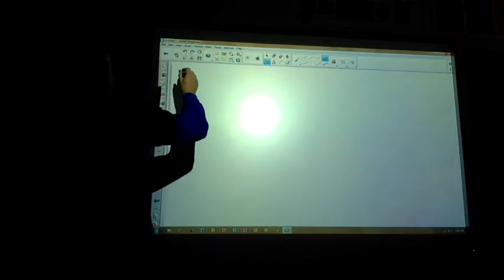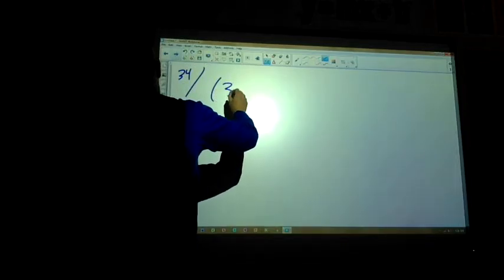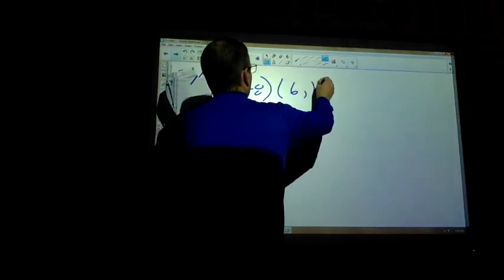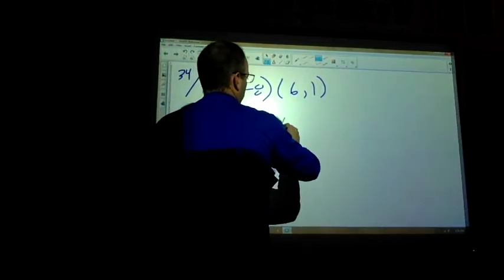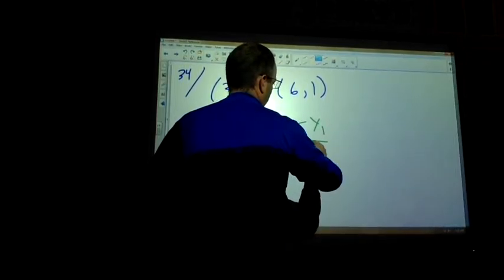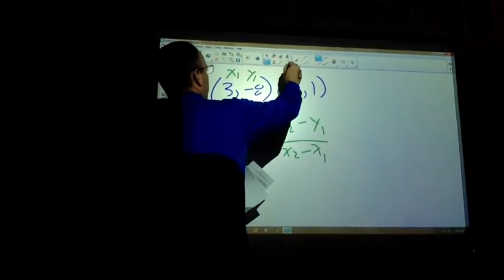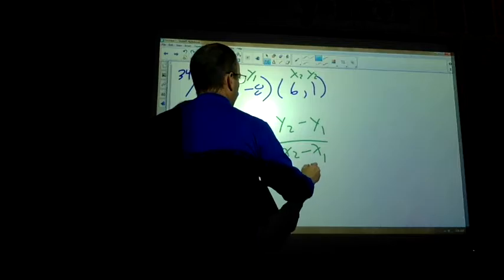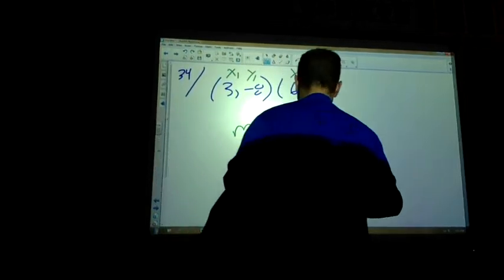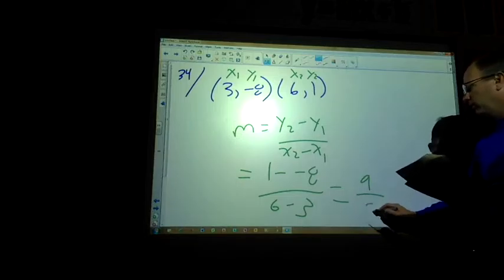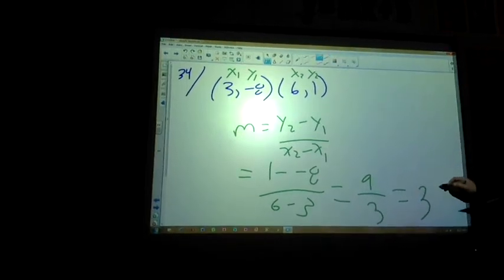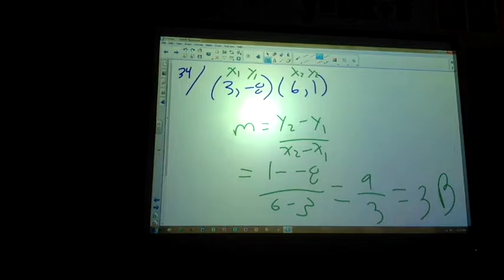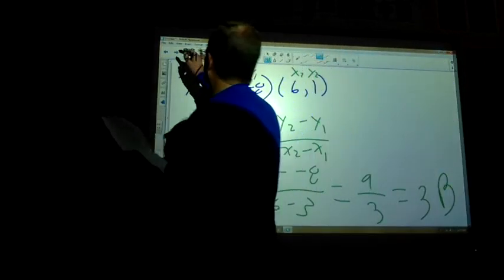34, find the slope between these points. I have to know my slope equation is this. It doesn't change, it's been the same ever since. So x1, y1, x2, y2. Plug it in, so I'm going to get 1 minus 8, and 6 minus 3. 1 minus 8 is 9, 6 minus 3 is 3, so I get a slope of 3, which is B. Right? That's 34. 35.